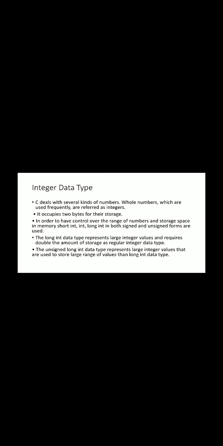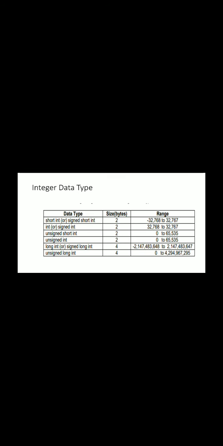Integer data type. C deals with several kinds of numbers. Whole numbers, which are used frequently, are referred to as integers. It occupies 2 bytes for storage. In order to have control over the range of numbers and storage space in memory, short int and long int, in both signed and unsigned forms, are used. The long integer data type represents large integer values and requires double the amount of storage as the regular integer data type. The unsigned long integer data type represents larger integer values, used to store a larger range of values than the long integer data type. In the figure, the different integer data types are shown.